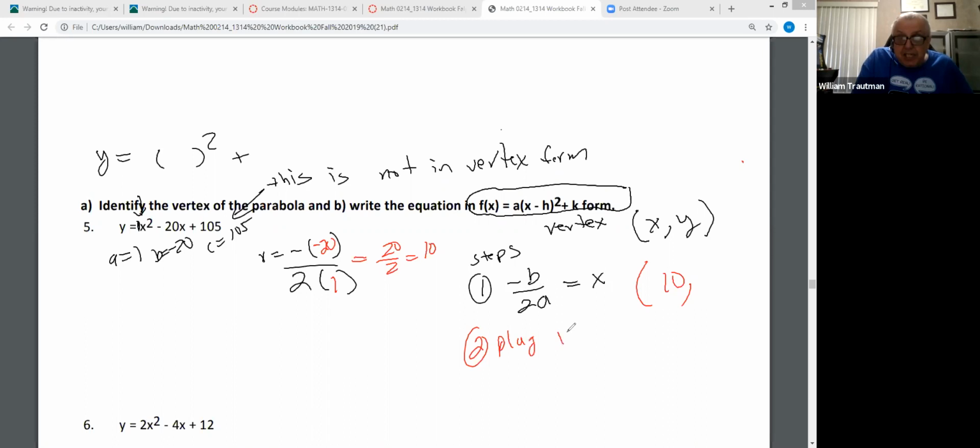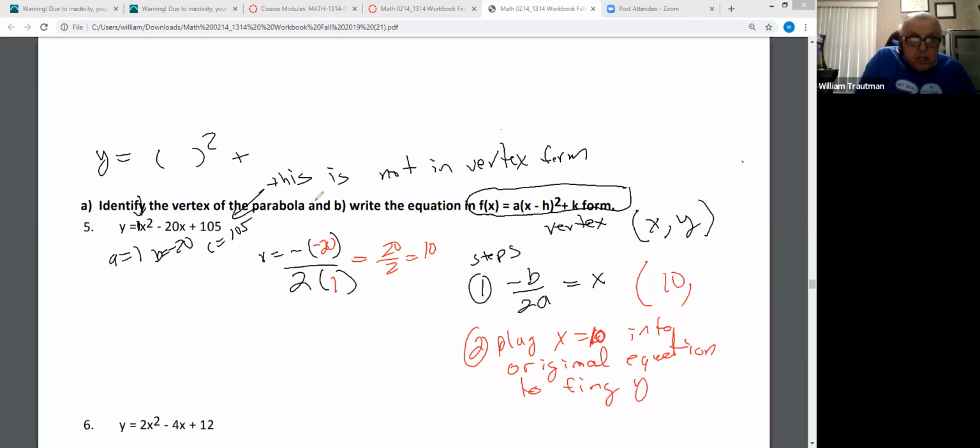Step 2: plug x equals 10 into the original equation to find y. Here's the original equation. Do you see it says y equals x squared minus 20x plus 105. And I'm going to plug the x value in there, 10.